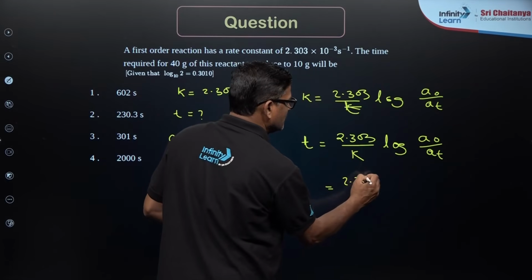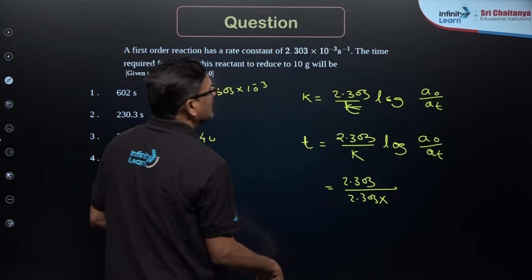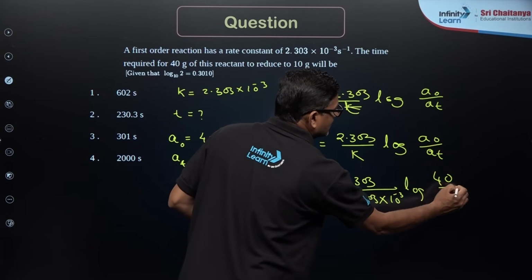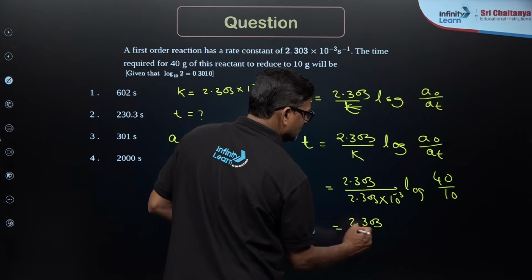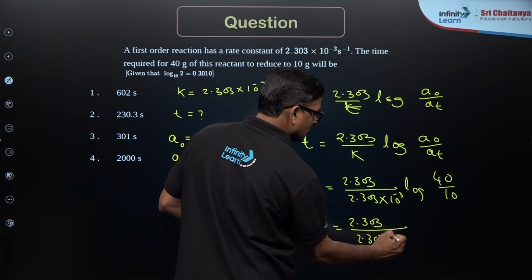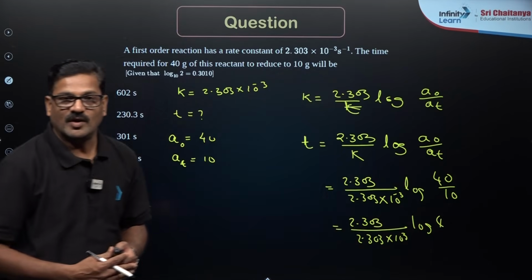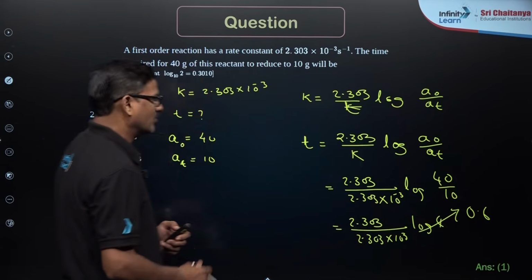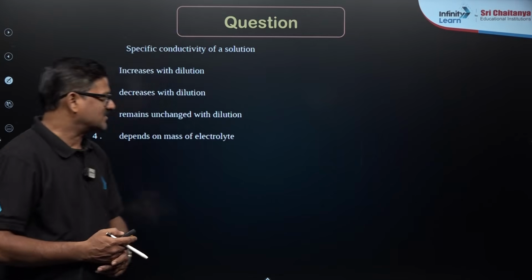So 2.303 by k is given as 2.303 into 10 raised to negative 3, log, initially 40 is taken and 10. So it is going to be 2.303 into 10 to the 3 log 4, and log 4 is going to be 0.6, and putting this you are going to get 602 seconds. Option 1 is the correct answer for this question.